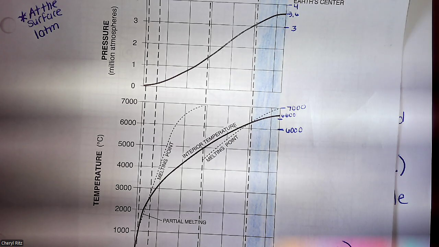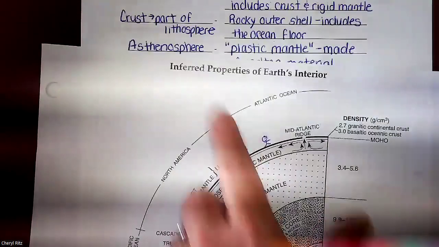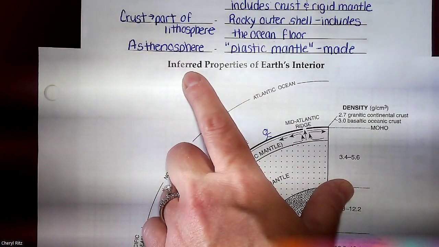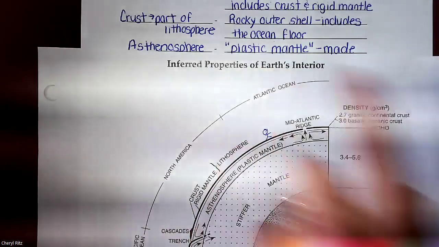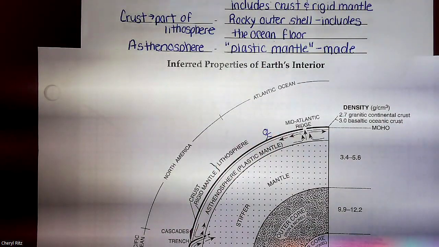How do we know what the melting point is? They tell you because it's the dotted line. So how do people figure that out? Science. Let me show you the title of this reference table. It's called the Inferred Properties of Earth's Interior. So inferred. What did we learn about inferred at the beginning of the school year? Based on observation, a guess based on observations. So almost everything here is a guess based on observation.